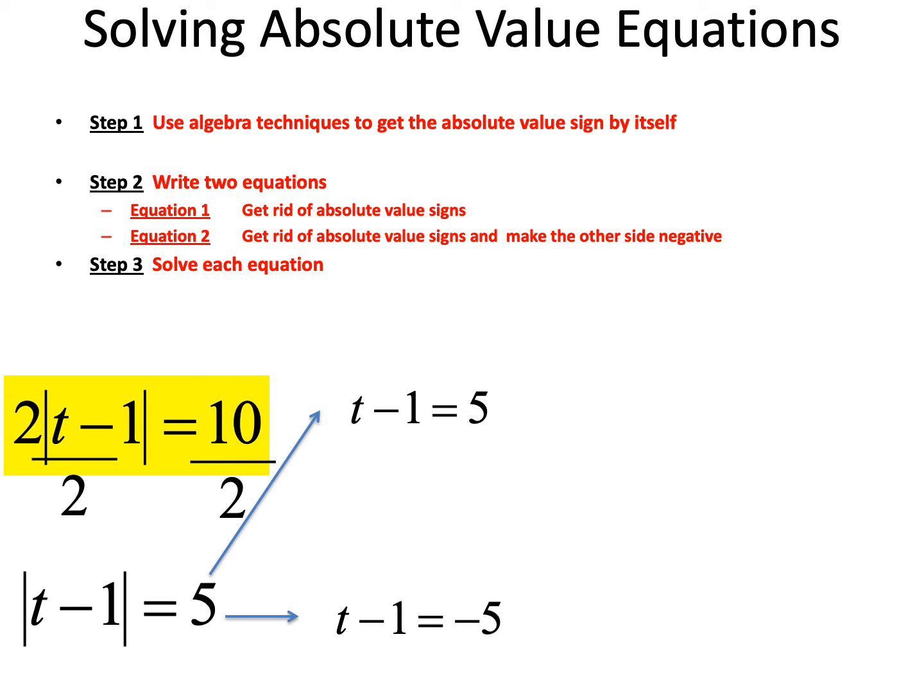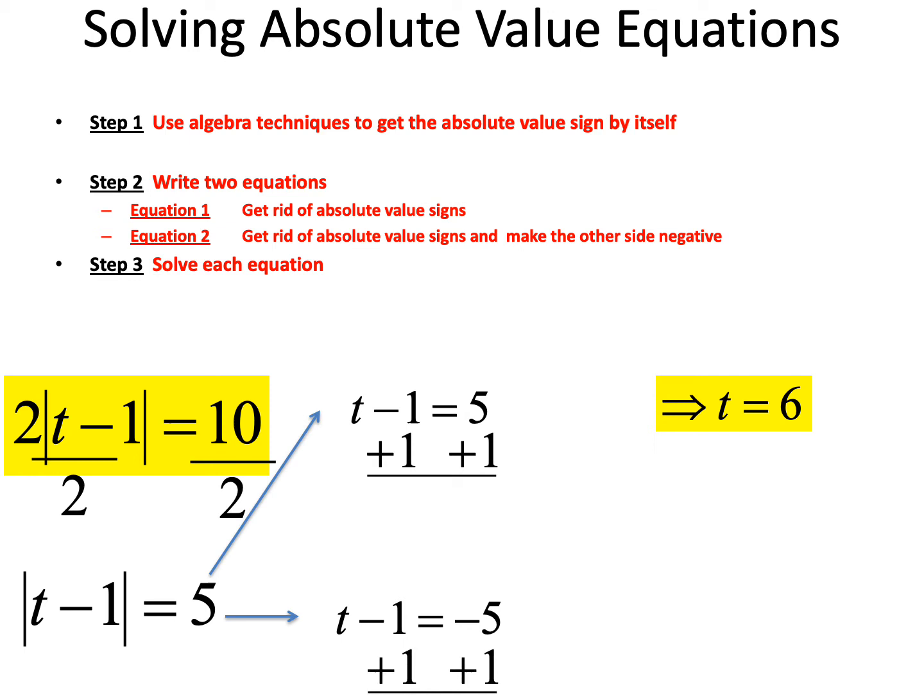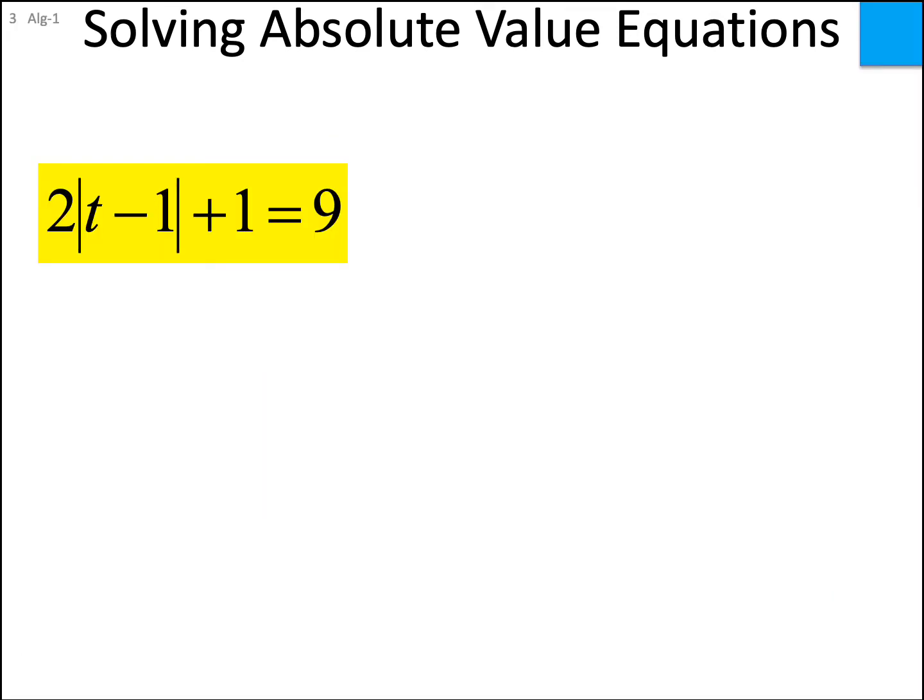The first one, the top one, let's see, add 1 to both sides, gives me a 6. On the second one, add 1 to both sides. I don't get a negative 6, I get a negative 4. So the two possible answers are t is equal to 6 or t is equal to negative 4. Make sense? All right, let's try a really tough one. Okay, so here we go. We got a lot of stuff going on here.